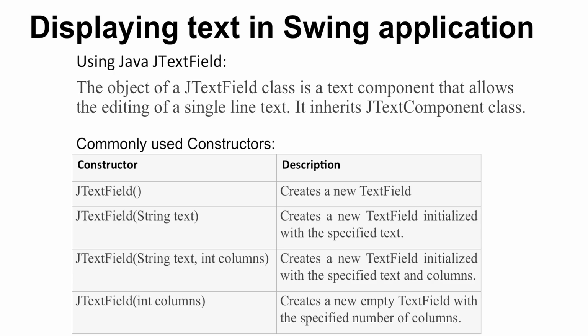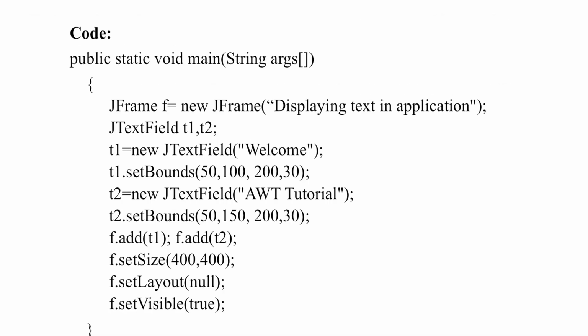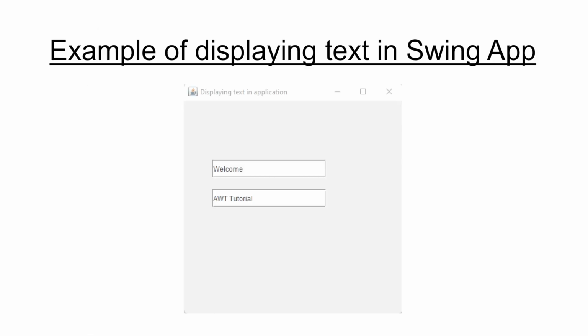Using Java JTextField, we have various commonly used constructors. JTextField is for displaying text, for example JTextField(String text, int column). We have taken one example for a welcome tutorial, AWT tutorials. This is one of the codes for displaying text in the application using Swing, so this is displaying text in Swing.